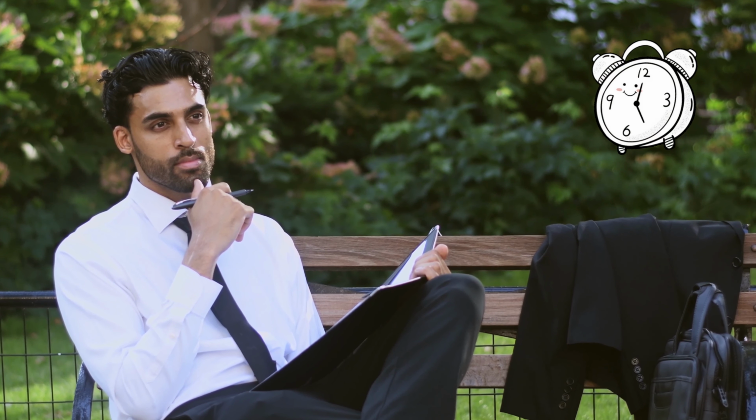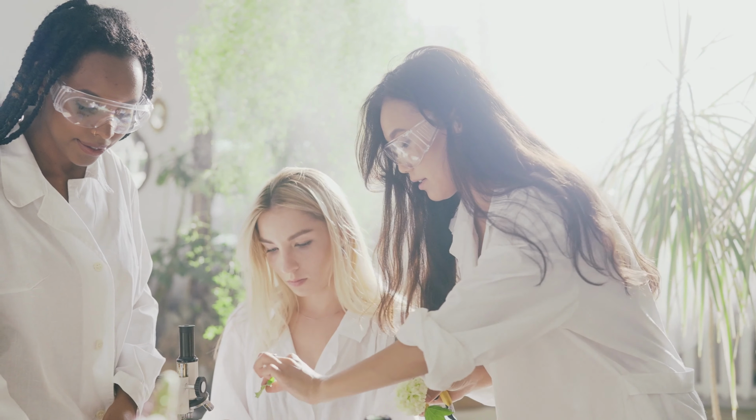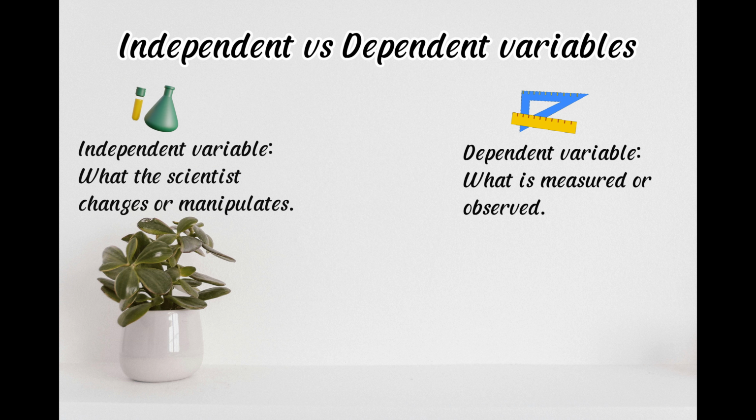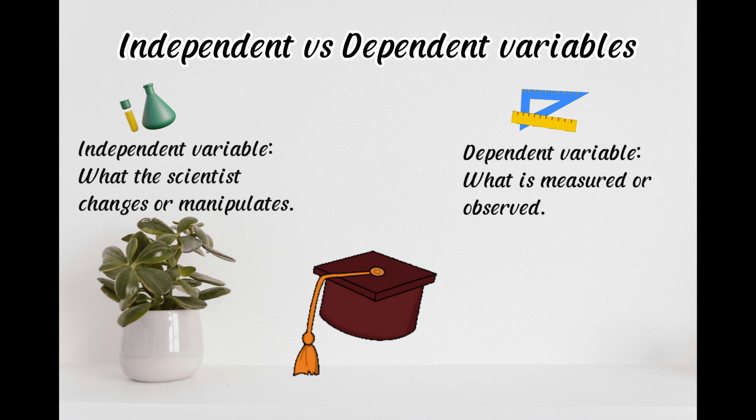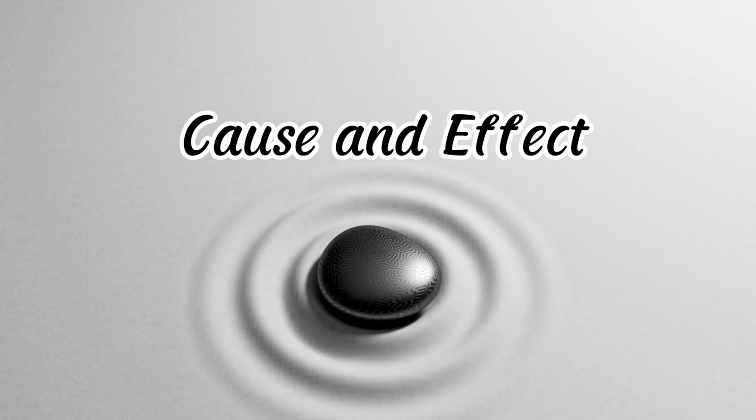Take a moment to think about it. Maybe you've encountered these terms in your science classes or while reading about experiments. If you're thinking that the independent variable is what the scientist changes or manipulates, and the dependent variable is what is measured or observed, you're absolutely correct. Understanding these variables helps you grasp the cause and effect relationships in scientific studies.